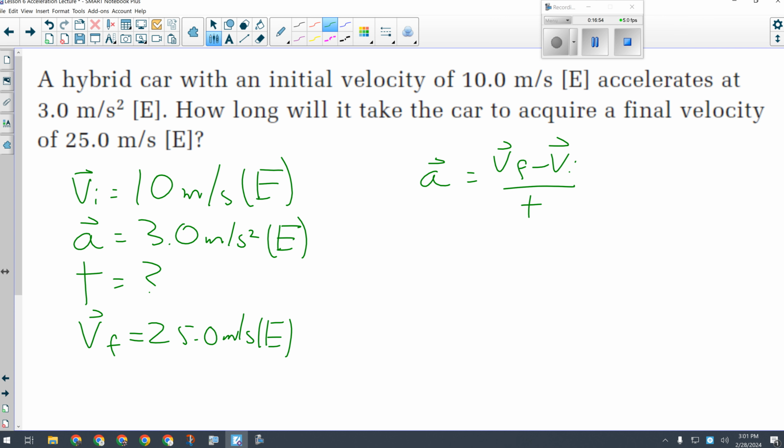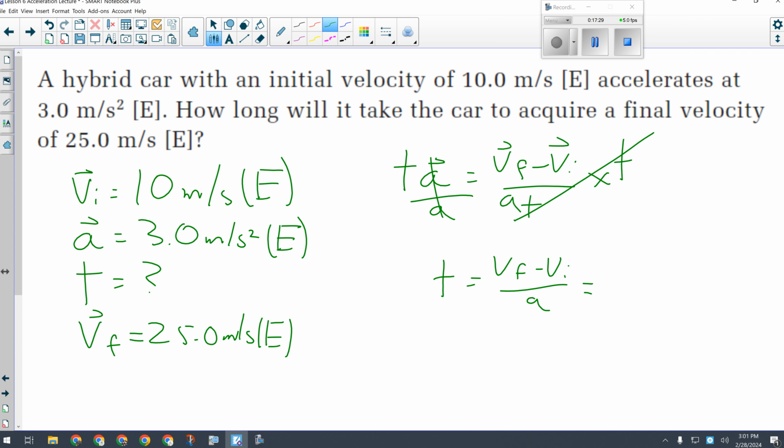If I want to get time by itself, what do I do with time? Multiply it over to the other side. I don't want to leave it here because it's on the bottom of the equation, and we already know we can't solve for something if it's on the bottom. So I'm going to multiply both sides by time. Time comes over here. Then what do I do with A? Divide by. Bring it over to this side. So T is going to equal VF minus VI over A. Now I just need to plug in my numbers, and I'm set for calculating time.